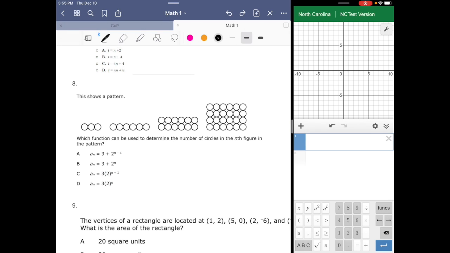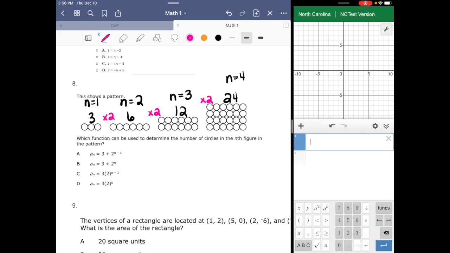For number 8, this shows a pattern. So we have a set of sequences going on with these circles. And it says, which function can be used to determine the number of circles in the nth figure? So if I make a table of values, my first term has 3 circles. My second term has 6 circles. My third term has 12 circles. And my fourth term has 4 times 6, which is 24. So what's happening every time? Every time I'm multiplying by 2.